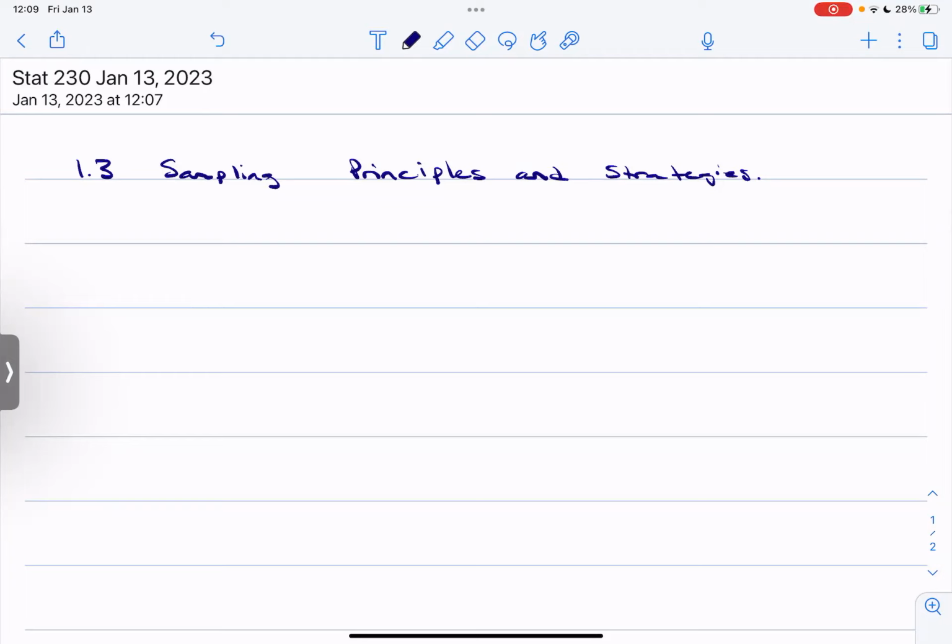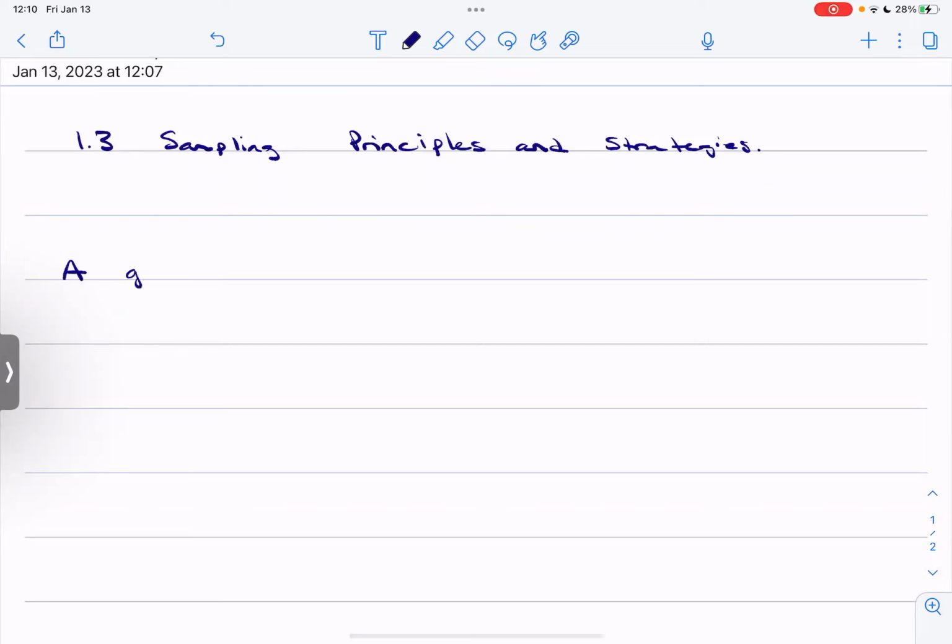Okay. What we need to talk about in terms of sampling is, what is a good sample? Remember, a sample is that subset of the population where we actually get our information from. And a good sample, it's hard to say what good means, but a good sample is collected in a way that minimizes bias.